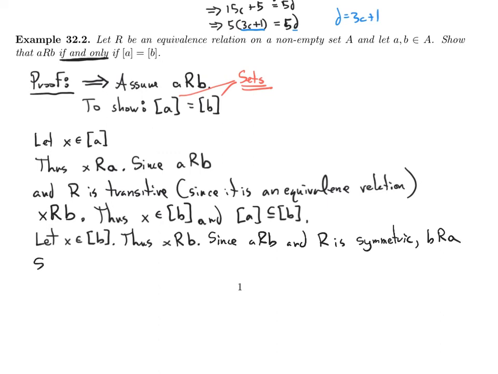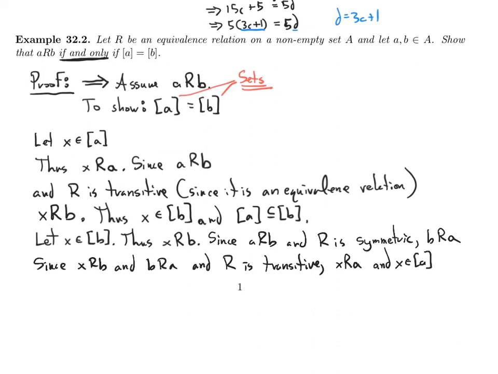Okay. Now, since X is related to B and B is related to A, and the fact that R is transitive, since it's an equivalence relation, we have that X is related to A, and if X is related to A, that means that X is an element of the equivalence class of A, and thus the equivalence class of B is a subset of the equivalence class of A. Putting these two directions together, we have that the equivalence class of A equals the equivalence class of B.